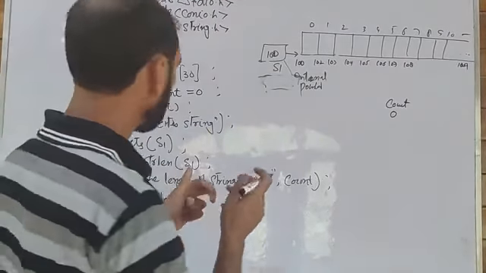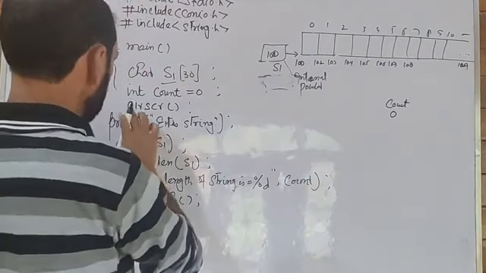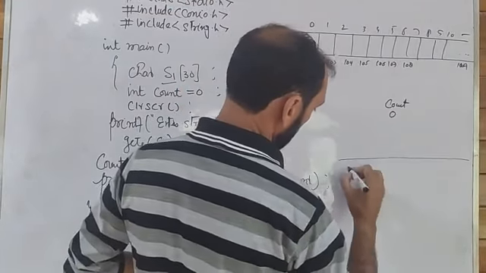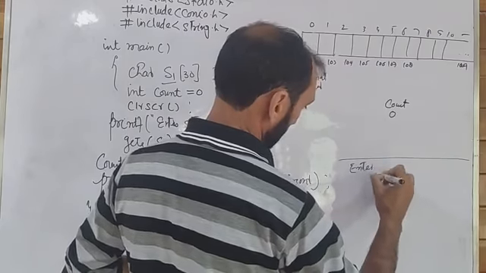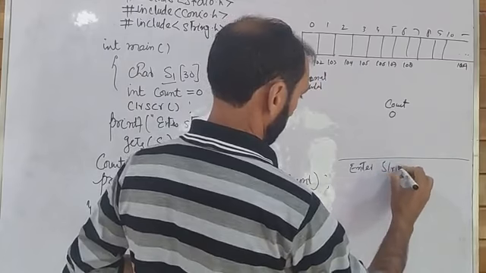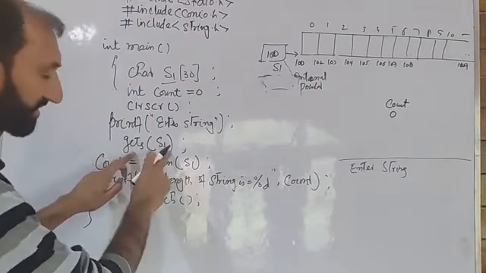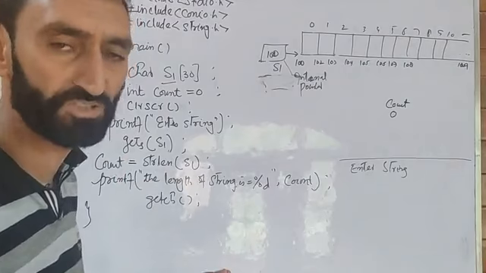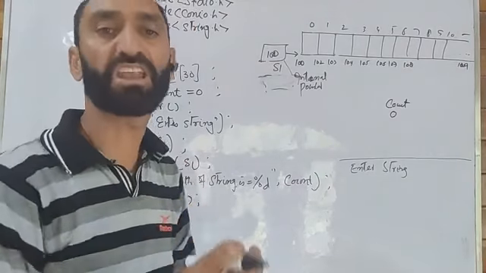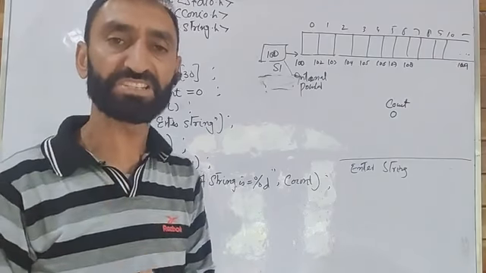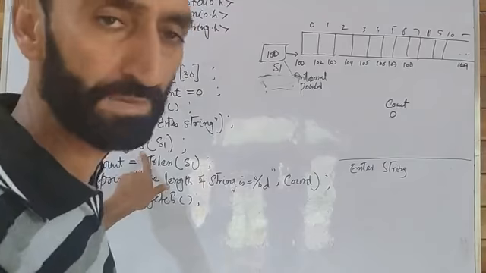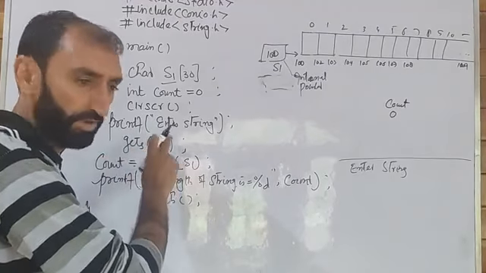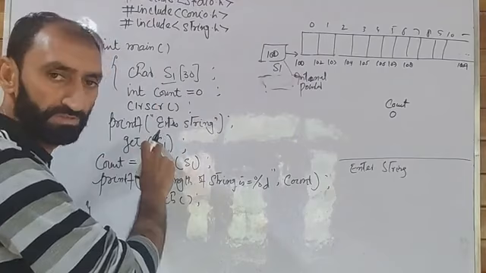Then we clear the screen and use printf to output a prompt message, enter string. Here I am using gets. We have already discussed it. The gets function is used to read the string, to initialize the string. Instead of scanf, I have used the gets function, and we have to pass only the name of the string, S1.